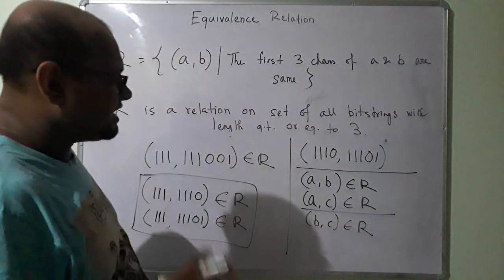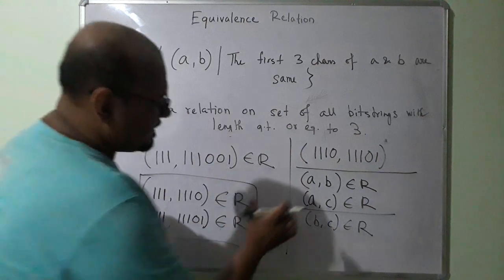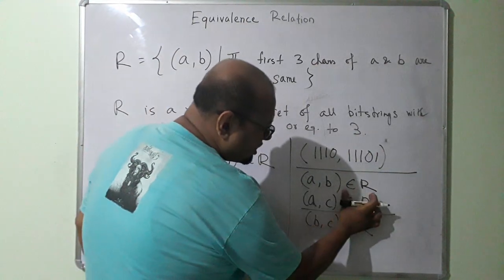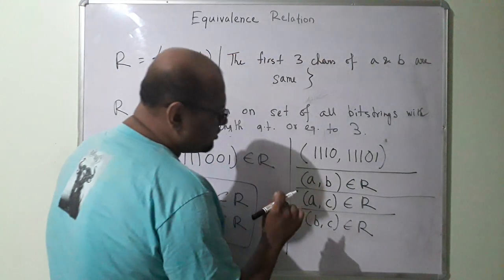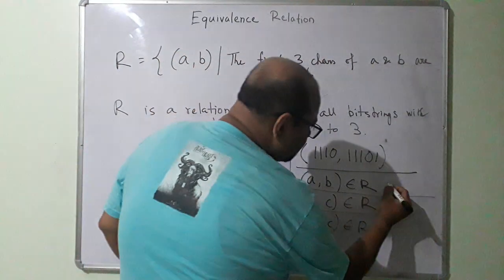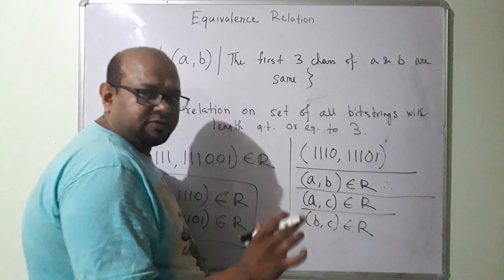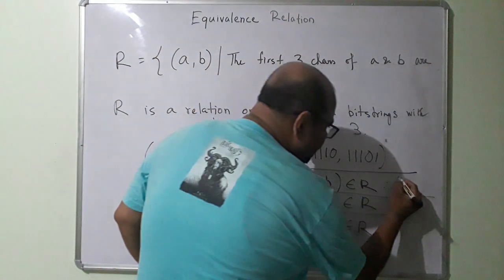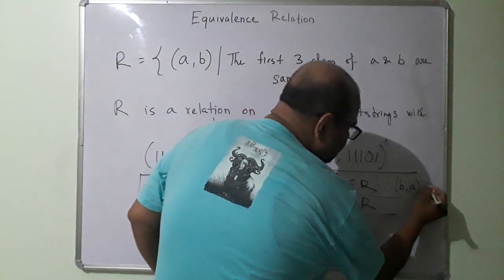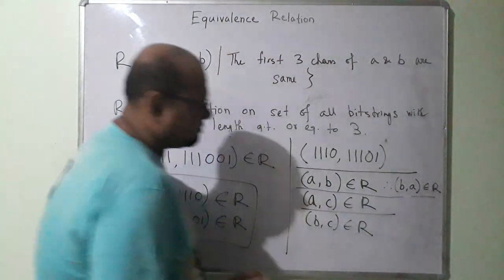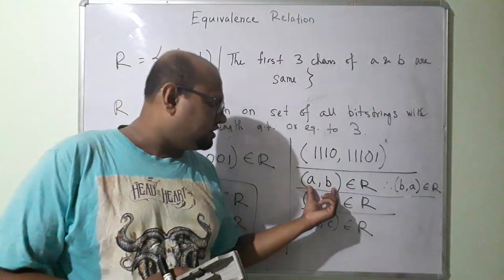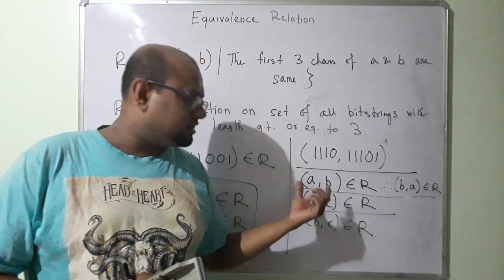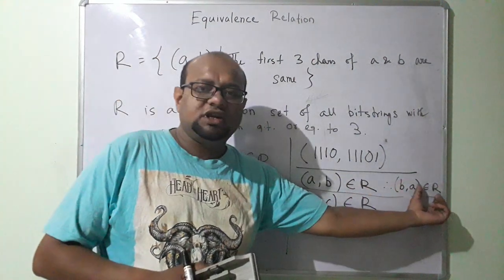I am saying yes, and let me tell you how. AB belongs to the relation, right? And it's an equivalence relation. Since it's an equivalence relation, therefore it is symmetric. That means BA also belongs to the relation. Correct? AB belongs to the relation and it's a symmetric relation, therefore BA should also belong to the relation.